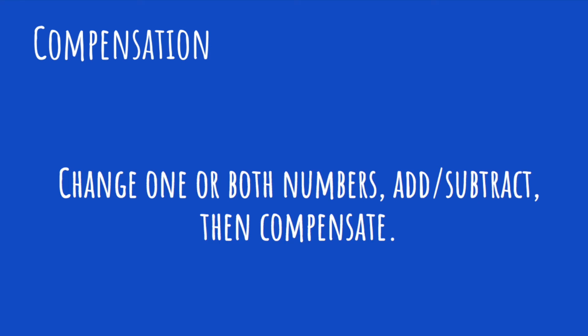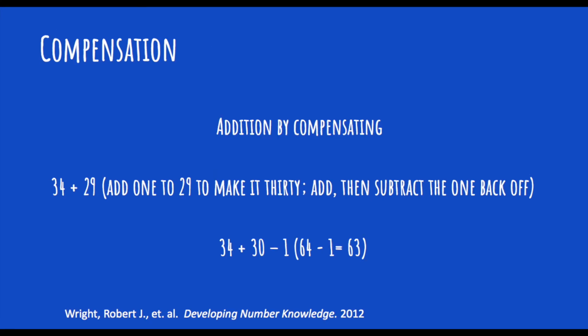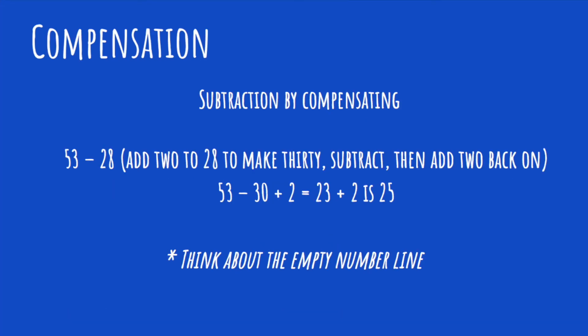All right, so let's review a little bit. Compensation is when we change one or both numbers, add and subtract, and then we compensate. So addition by compensating: 34 and 29, add 1 to 29 to make it 30, add it, and then subtract the 1 back off. That's the problem that I found with compensation with my kids. Sometimes they would forget to take it back off.